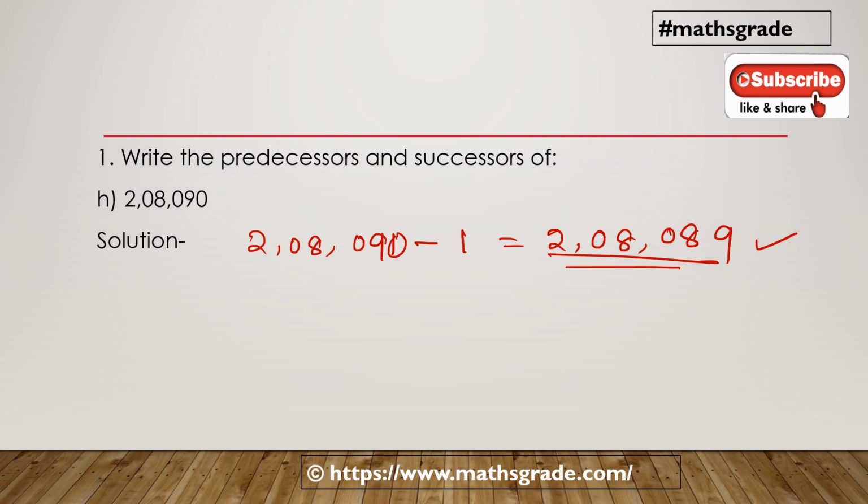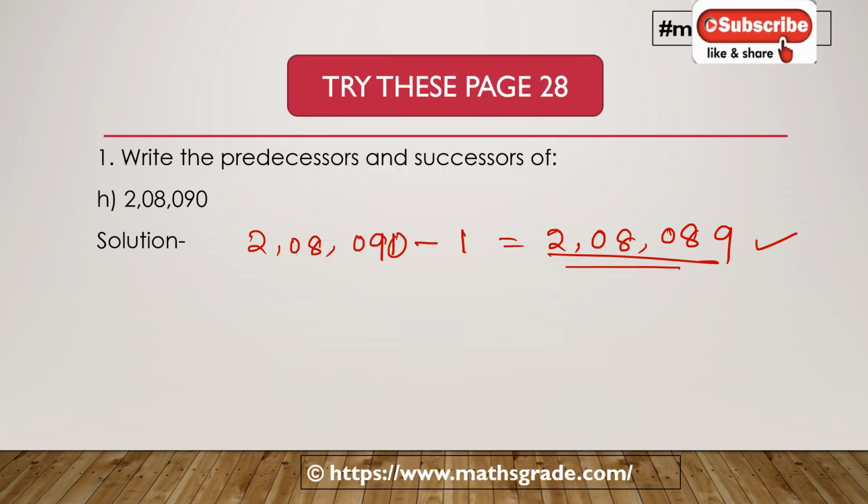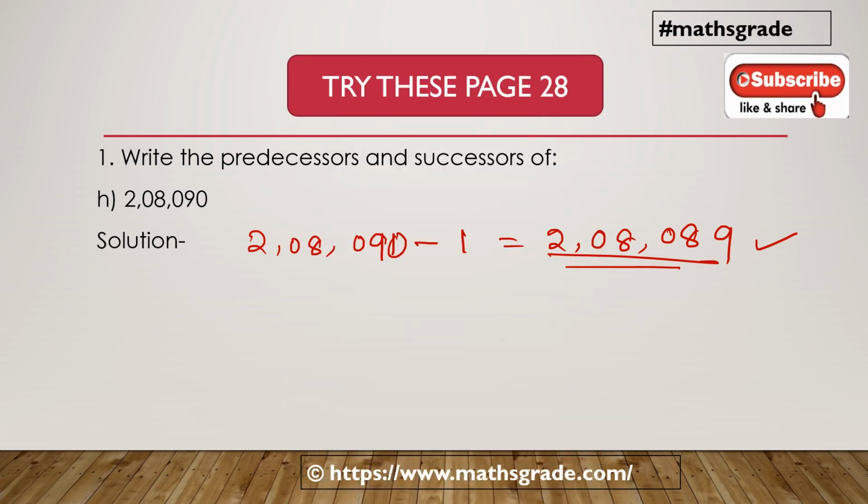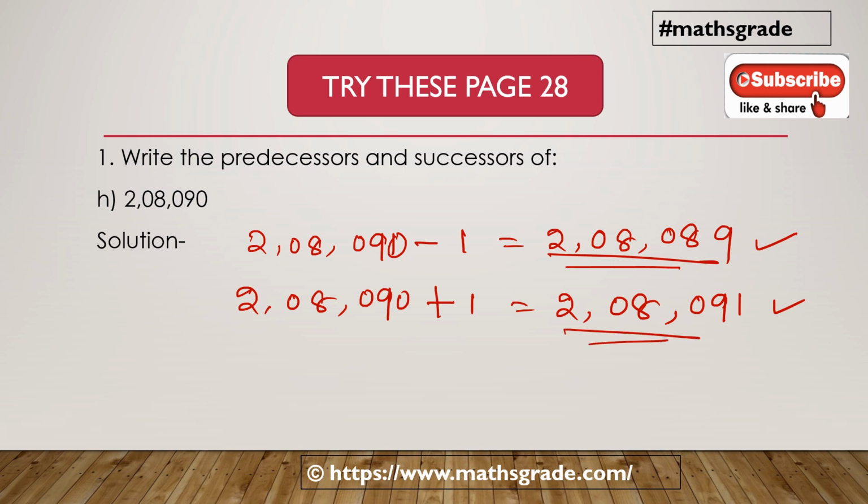Now successor of the number. We know successor is the next number or the following number. We have to add 1 to the number, we get the successor of that number. So adding 1 with 2,08,090, we get 2,08,091. 90 plus 1 is 91. So this is the successor of the number 2,08,090.